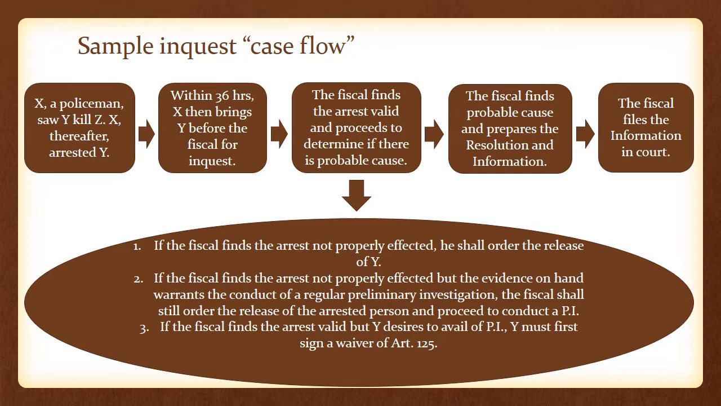The fiscal finds probable cause and then prepares the resolution and information. And then after preparing the resolution and information, the fiscal then files the information in court. Now, since the crime committed by Y here is murder or homicide, it is considered a grave offense, and for purposes of Article 125 of the Revised Penal Code, for grave offenses, the reglementary period is 36 hours counted from the time of the arrest.